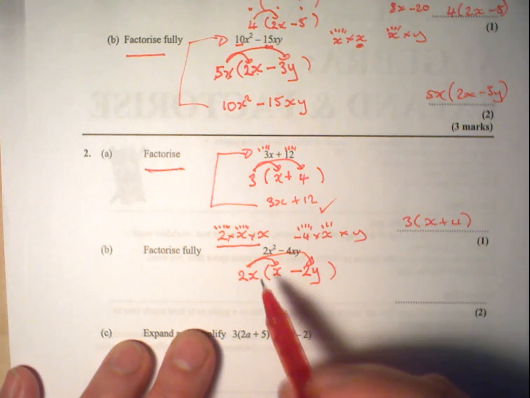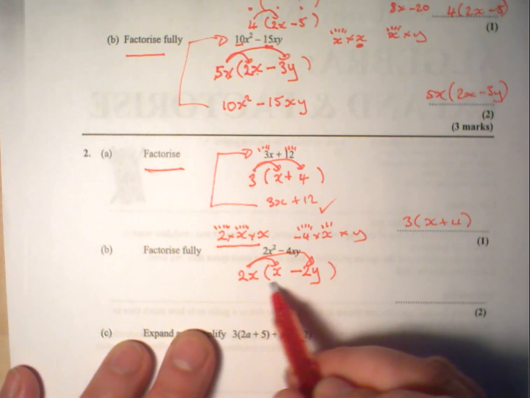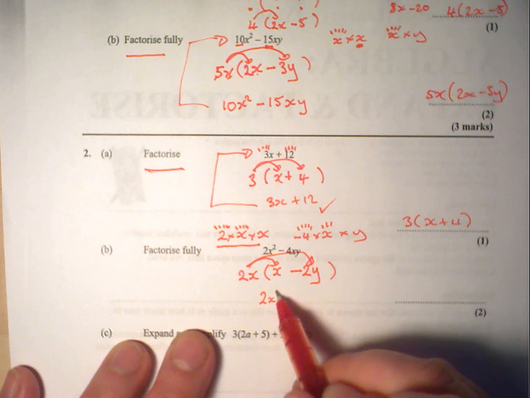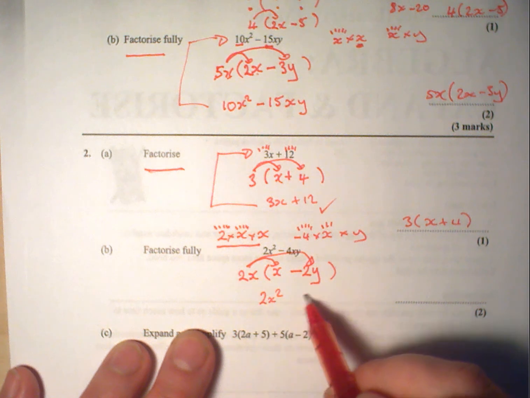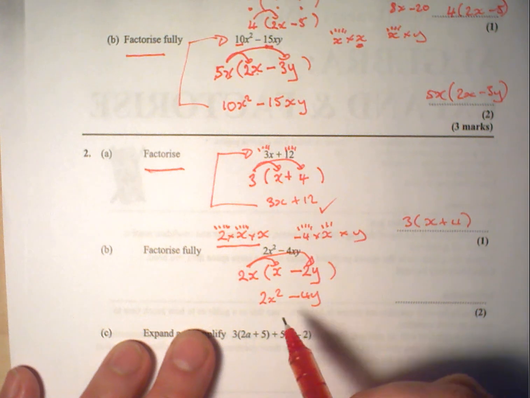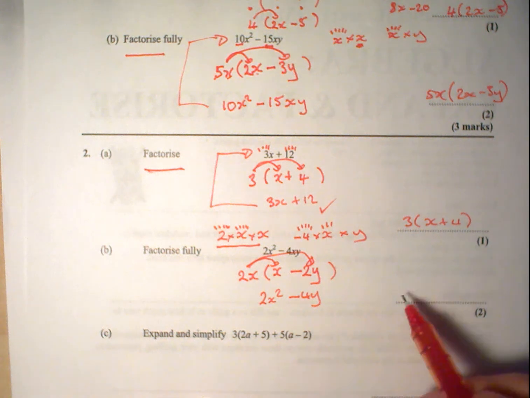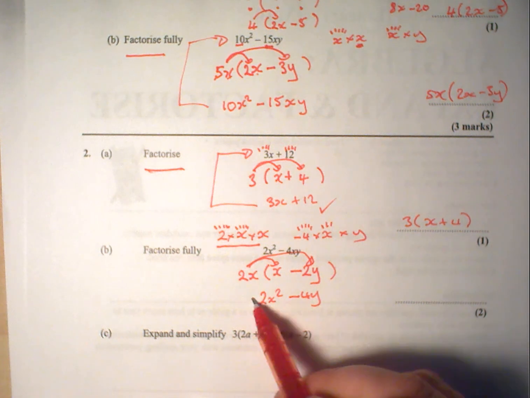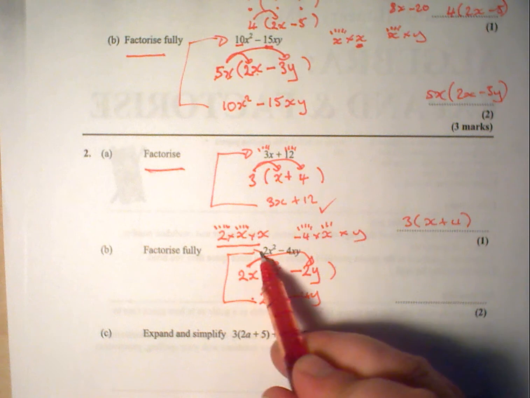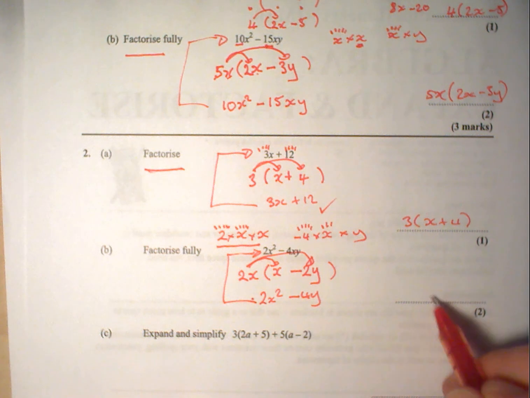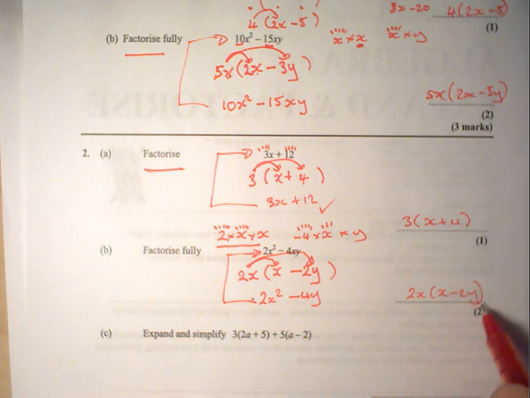Let's multiply out and check. 2x times x is 2x squared. And 2x times minus 2y is minus 4xy. Okay, and that's that one finished. So my final answer, this is a check, remember, to make sure I get back to the beginning, is 2x bracket x minus 2y.